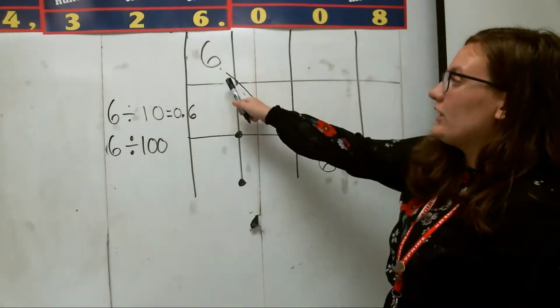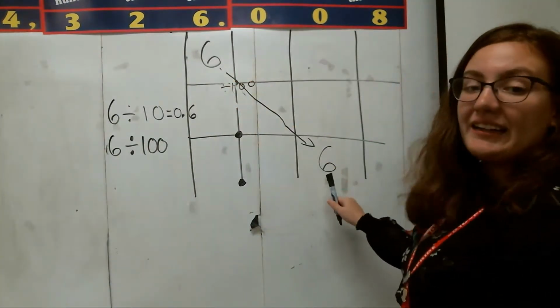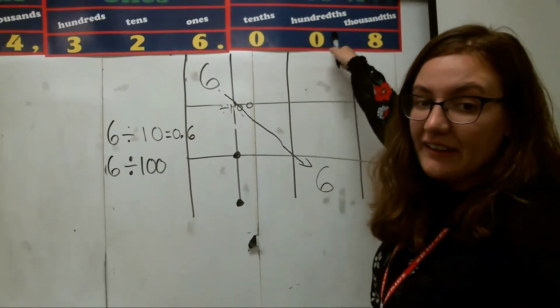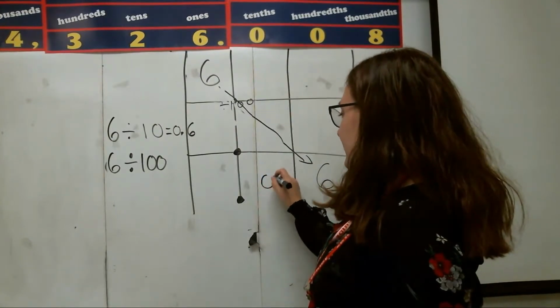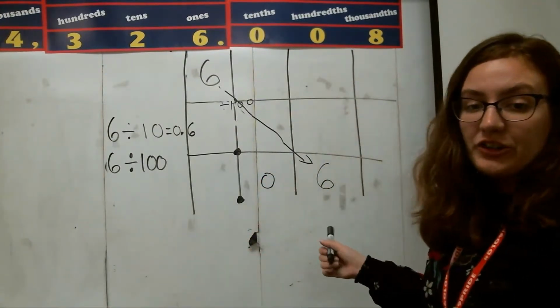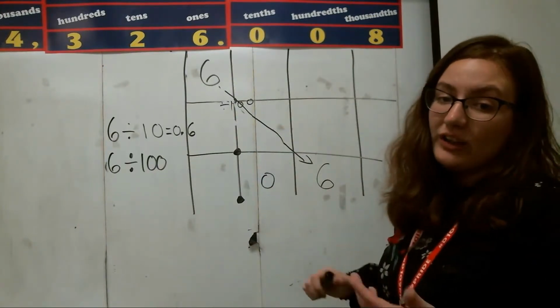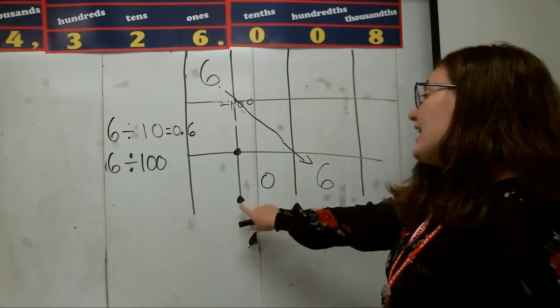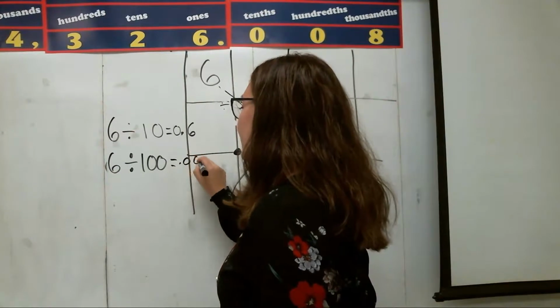So I have my 6 ones. I divided them by 100, and now this became 6 hundredths. It's very important that I put the 0 right here, because if I were just to write my answer as 0.6, then I would only have 6/10 as my answer again. And my answer in this situation is 6 hundredths. So I'll write this over here.